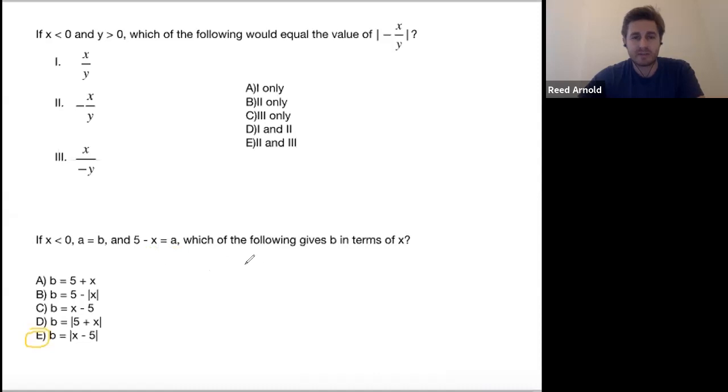And again, it's probably easiest to pick numbers here. Let's say x is negative, so let's say x is -2. So 5 minus -2 is 7, so 7 is A and B since they are the same. So I want something that ends up with 7 where I plug in x = -2. The only one that works is going to be this one. This is 5 plus -2, that's not 7. This is 5 minus the absolute value of -2. That's going to be 3. That's not 7. This is -2 minus 5. That's -7. This is 5 plus the absolute value of -2. That's 3. The only one that fits is E.